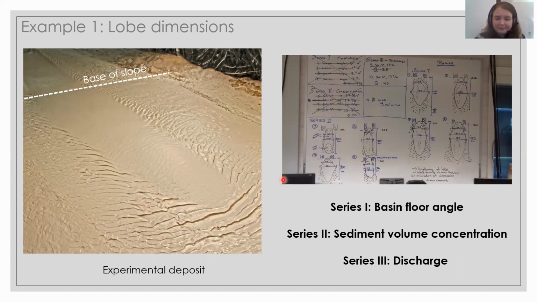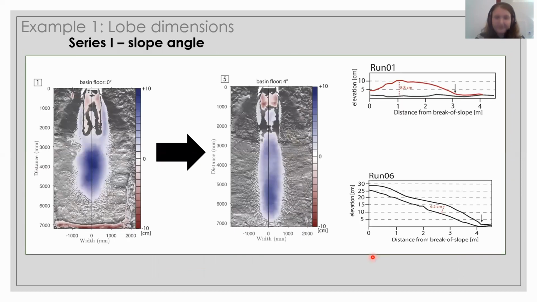To study lobe dimensions, I have conducted 3 series. In one, I changed the basin floor angle. In the second series, I changed the sediment volume concentration. In the third series, I changed the discharge. To make it brief, when the slope angle was changed from 0 degrees to 4 degrees, the deposit that was created after the flow had passed through would become more elongated.